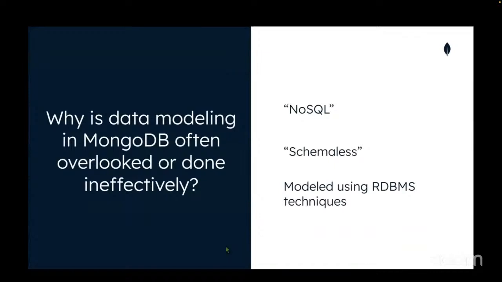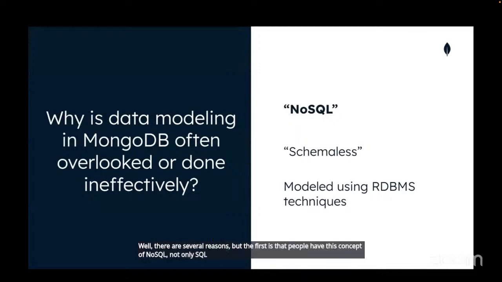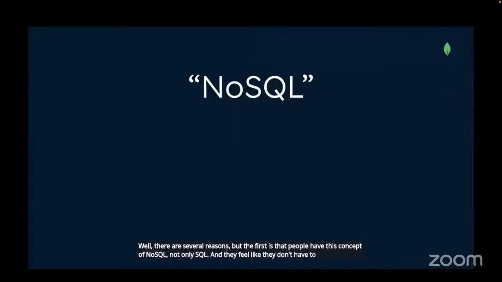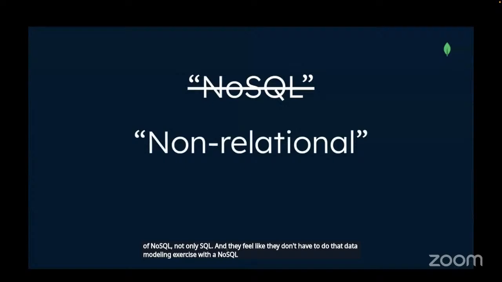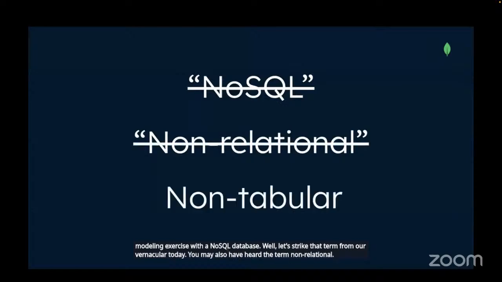Why then is data modeling so often overlooked when it comes to MongoDB? Well, there are several reasons, but the first is that people have this concept of NoSQL, not only SQL, and they feel like they don't have to do that data modeling exercise with a NoSQL database. Well, let's strike that term from our vernacular today. You may also have heard the term non-relational. We're going to strike that term too. We're going to start using the term non-tabular. When we talk about MongoDB being a document-based database, we're going to call it non-tabular because there are no tables.